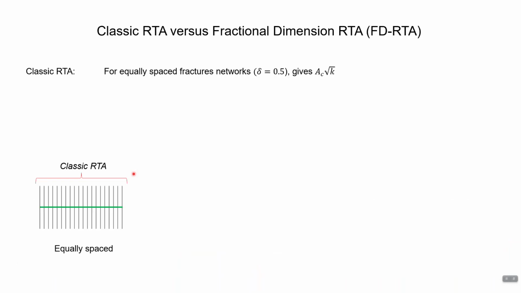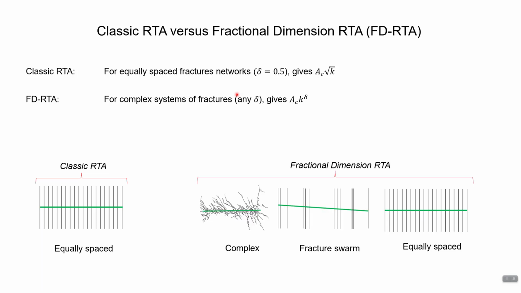With all those facts in mind, let's look at what is the classic RTA versus the fractional dimension RTA. The classic RTA was developed for equally spaced fractures. And as we all know, we get the parameter A square root of K. The fractional dimension RTA was developed for complex systems of fractures. What do we mean? We mean fracture systems that could be equally spaced, but they could be unequally spaced in what we call fracture swarm models, or they could even be complex like this, for example. Instead of obtaining this parameter A square root of K, we obtain the parameter A K to the power delta. When this parameter delta happens to be equal to 0.5, we revert to the equally spaced fractures.